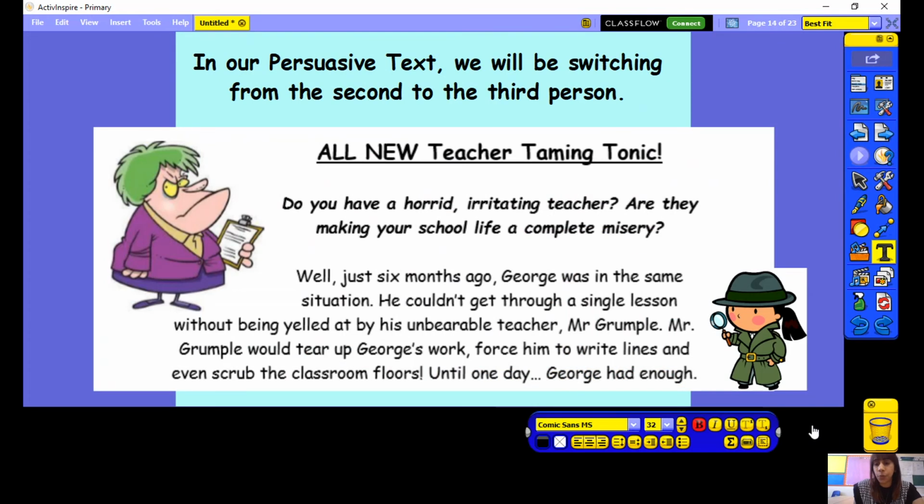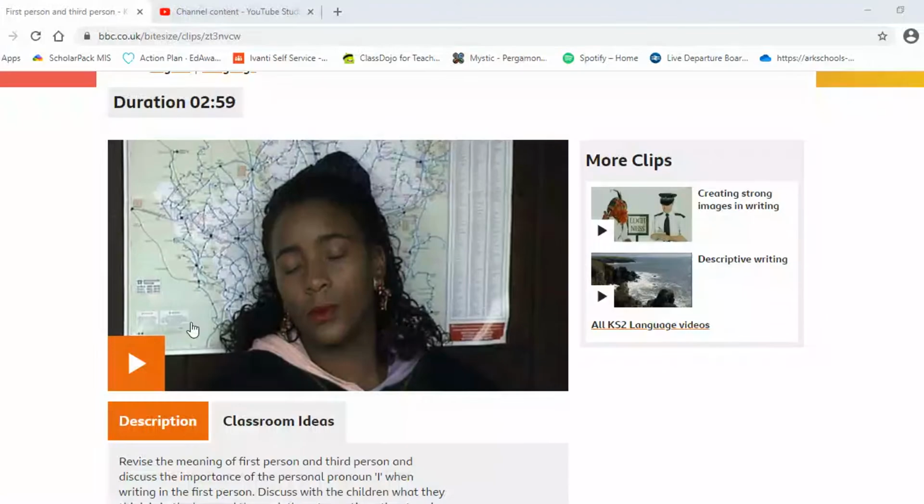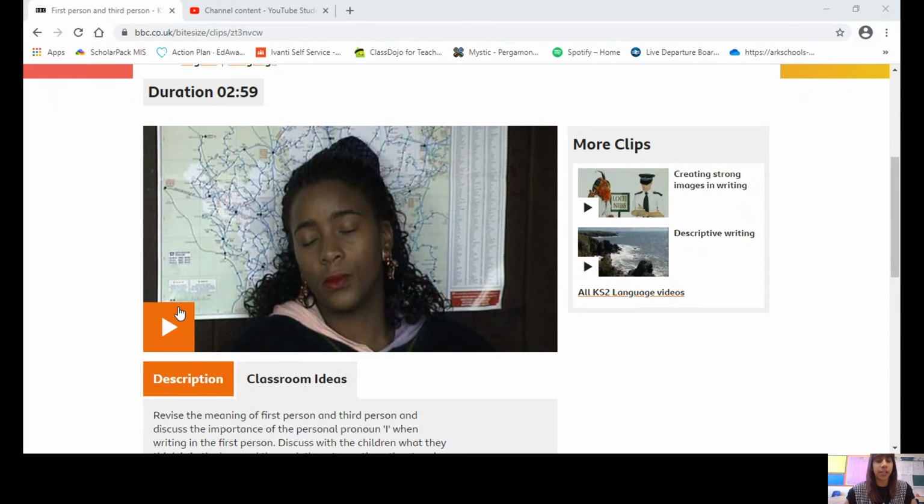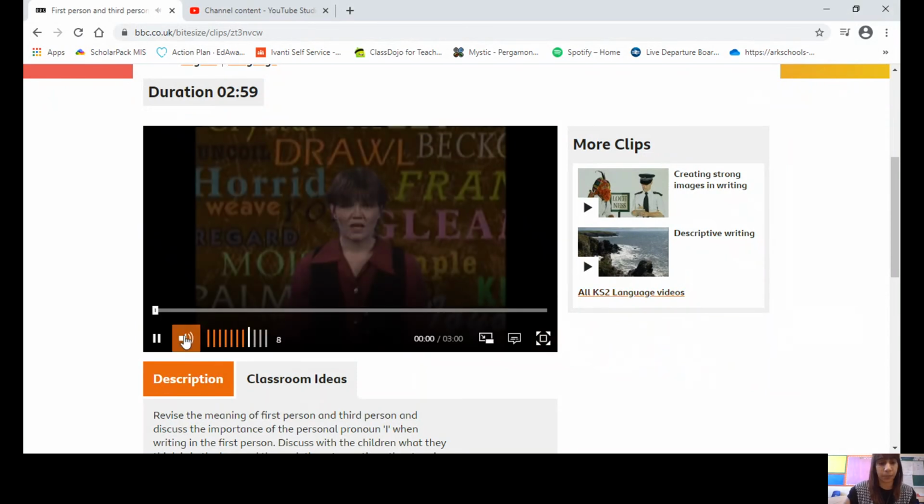Now, before we go into our model text, I'm going to show you a short video which explains the first, the second, and the third person. Now, we are mainly looking at the second and third person, but I think this is a really nice way of showing you the differences between the different perspectives.